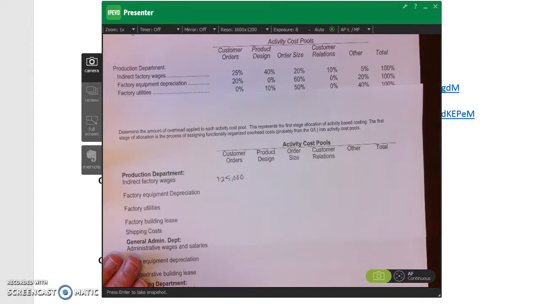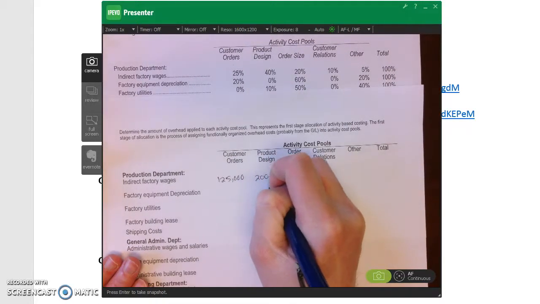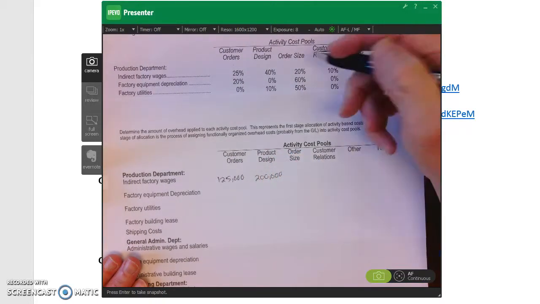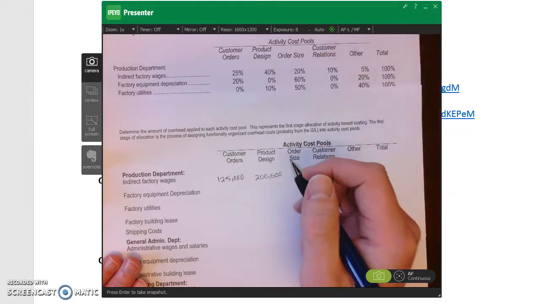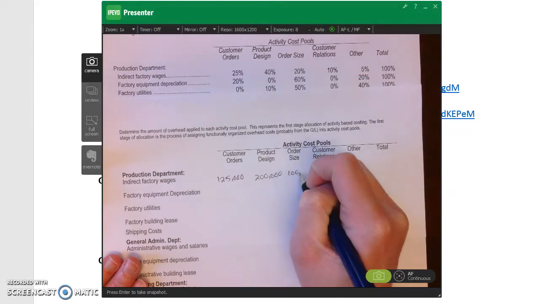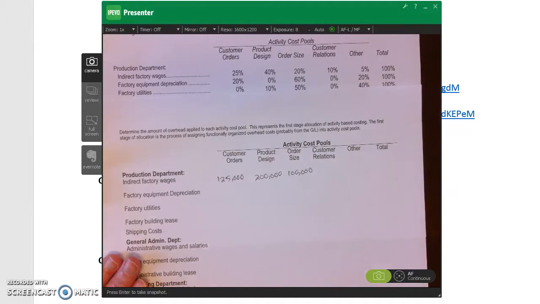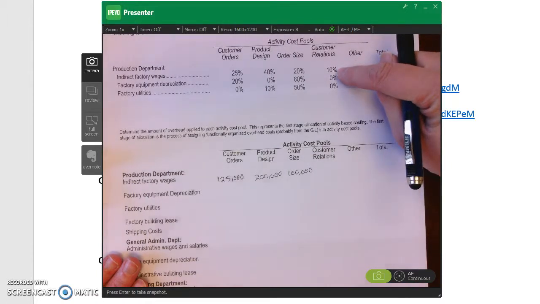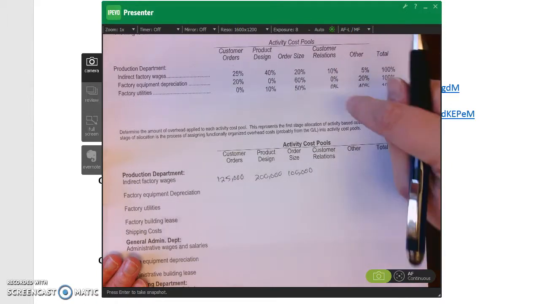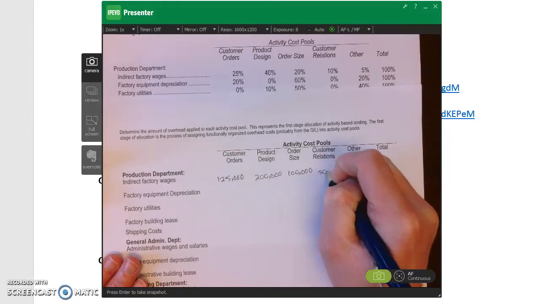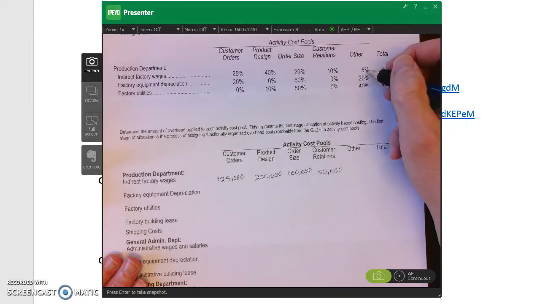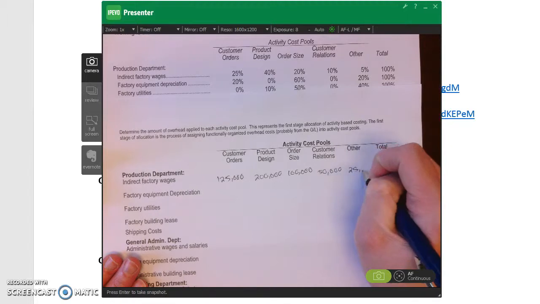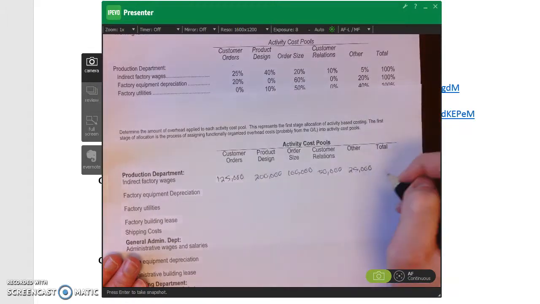And then I'll do the same thing with product design. That gives me $200,000. And then order size is 20%, which is going to be the $100,000. And then customer relations, it says right over here, is 10%. So it's going to be our $50,000. And then other, it says right over here, is 5%, which is going to be our $25,000. Then we can add across, and we get to that $500,000.